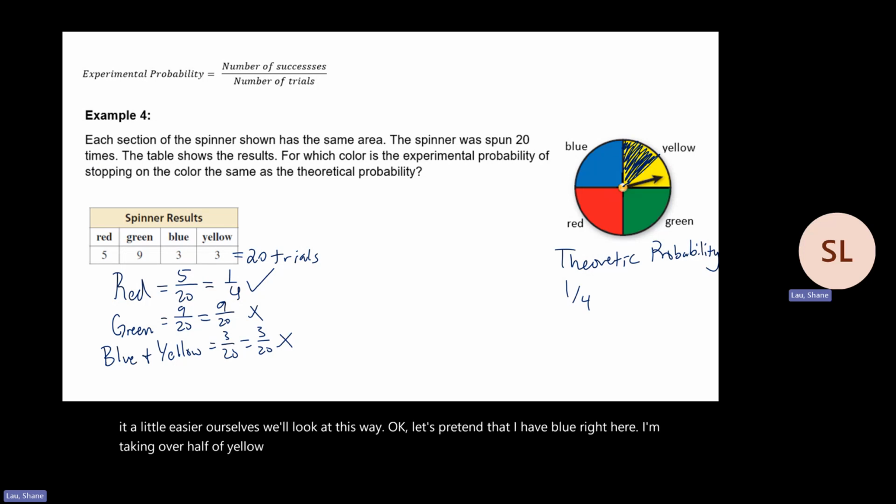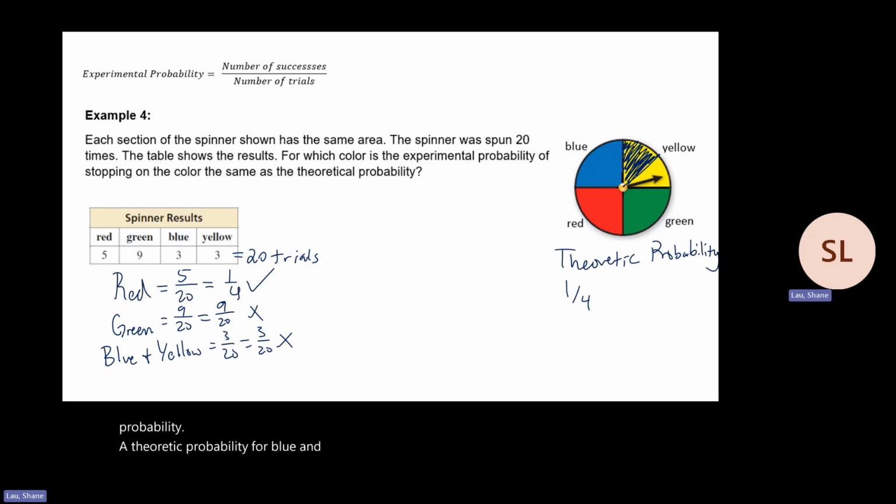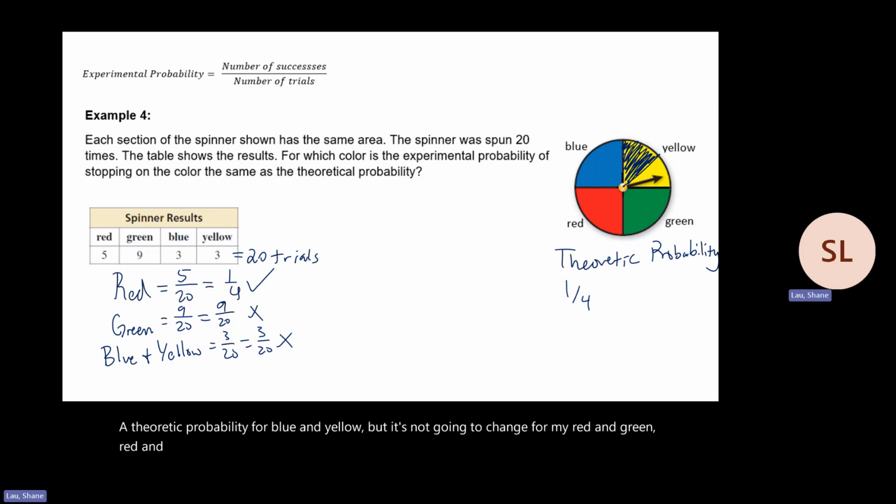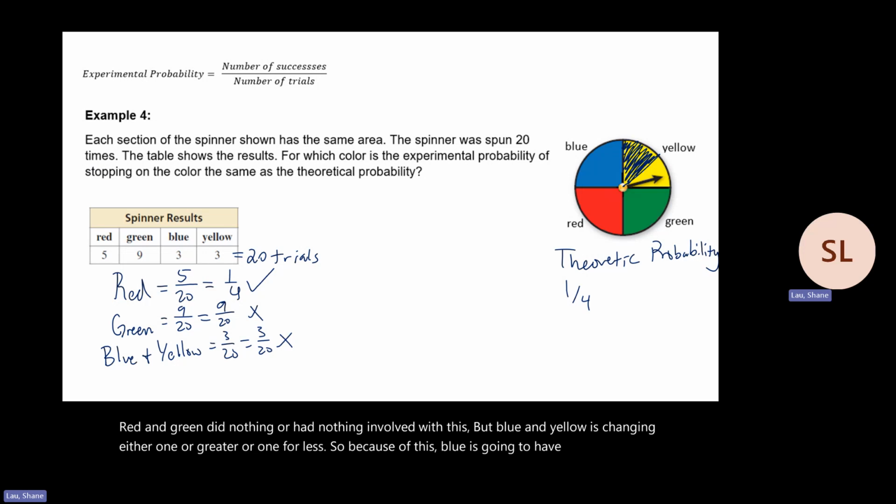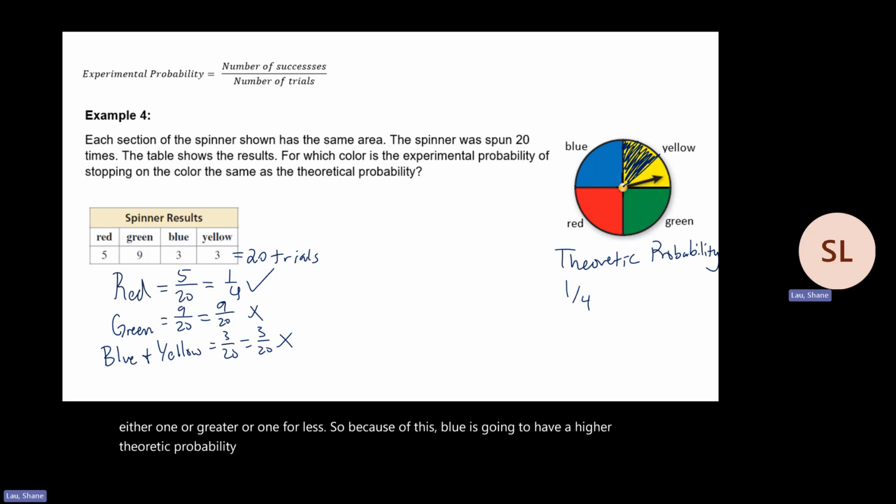That's going to influence my new theoretic probability for blue and yellow, but it's not going to change for my red and green. Red and green had nothing involved with this, but blue and yellow is changing, either 1 for greater or 1 for less. So because of this, blue is going to have a higher theoretic probability than yellow will, and blue will have a higher theoretic probability than red and green as well.